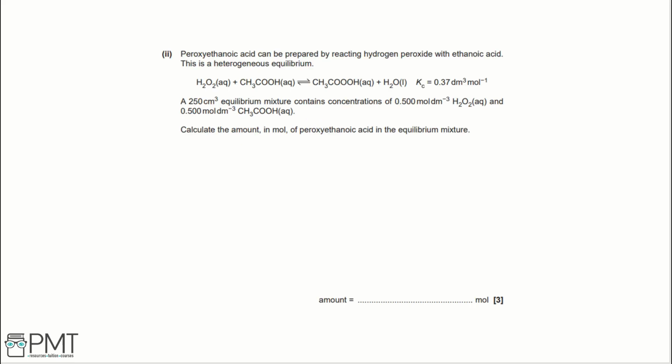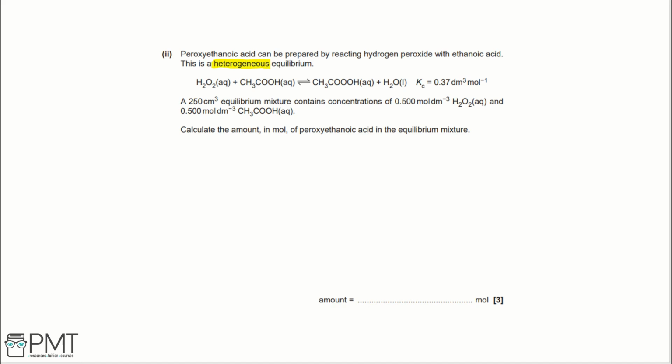Part 2. Peroxyethanoic acid can be prepared by reacting hydrogen peroxide with ethanoic acid. This is a heterogeneous equilibrium. A 250 centimeter cubed equilibrium mixture contains concentrations of 0.5 moles per decimeter cubed of hydrogen peroxide and 0.5 moles per decimeter cubed of ethanoic acid. Calculate the amount in moles of peroxyethanoic acid in the equilibrium mixture. So firstly, we need to understand what this question means. A key word in this question is heterogeneous.